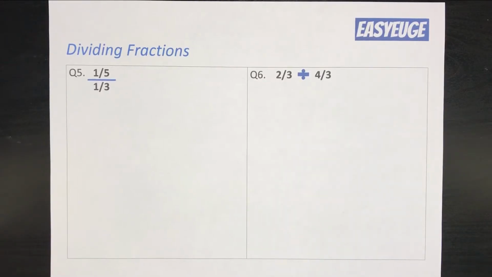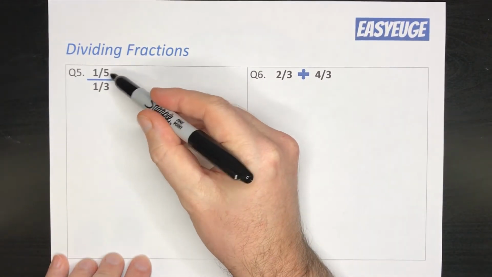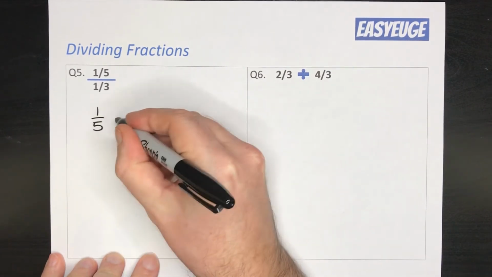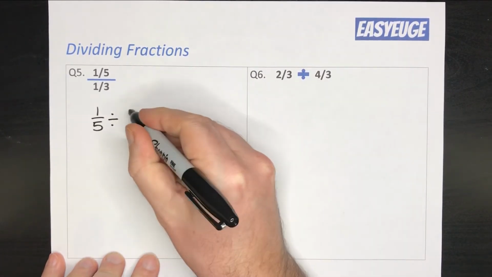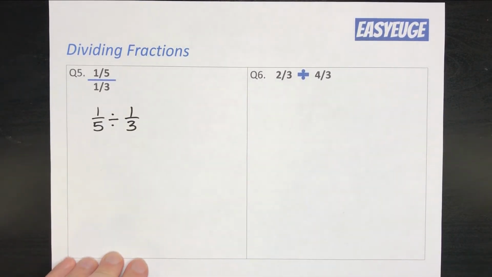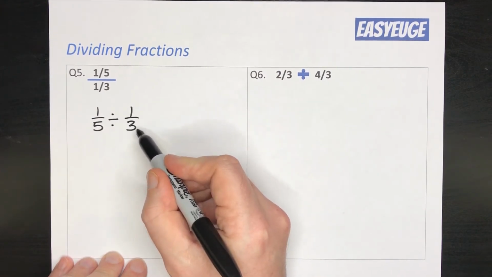Question 5 is 1 over 5 divided by 1 over 3. So sometimes you'll see a question that looks like this. And this is very simply 1 over 5 divided by 1 over 3. So that's all you do, and you know the trick. Turn this into a multiply and use the reciprocal of the fraction.